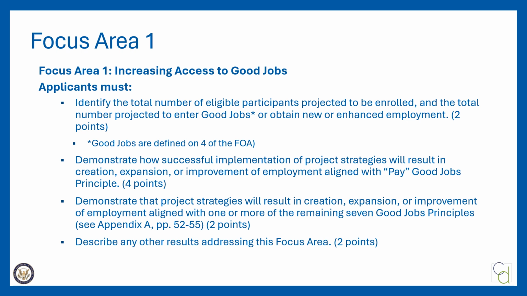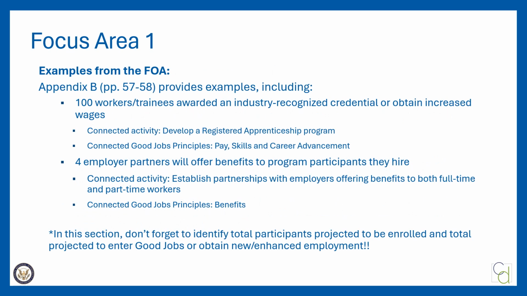In addition to the pay good jobs principle, to receive full points for this section, applicants also must demonstrate how project strategies will result in the creation, expansion, or improvement of employment aligned with one or more of the 7 other good jobs principles. These are listed in Appendix A on pages 52 through 55 of the FOA. Finally, applicants must describe any other results that would address this focus area, including increasing access to good jobs. Examples of project results connected to focus areas are provided in Appendix B. For focus area 1, they're specifically listed on pages 57 and 58.